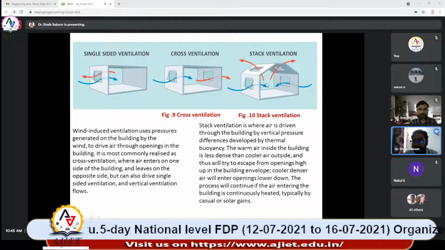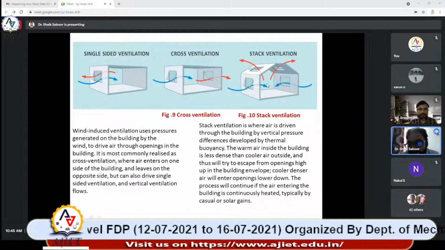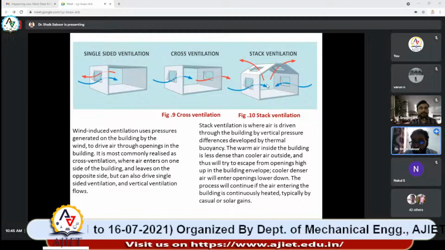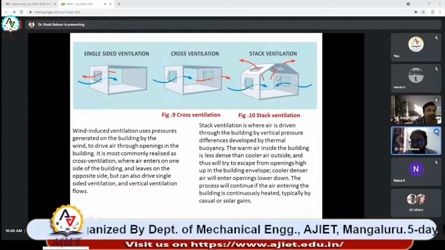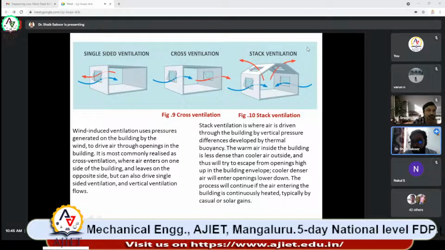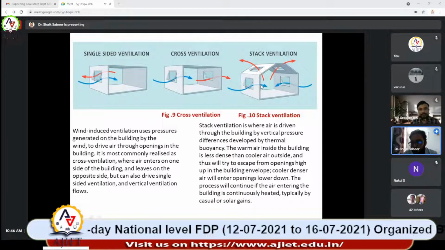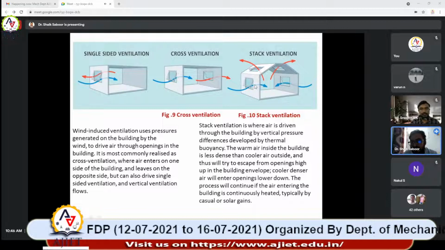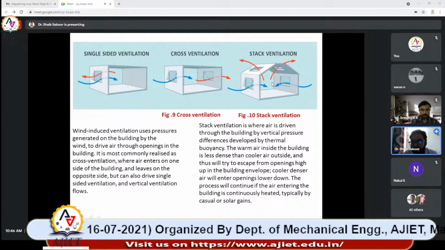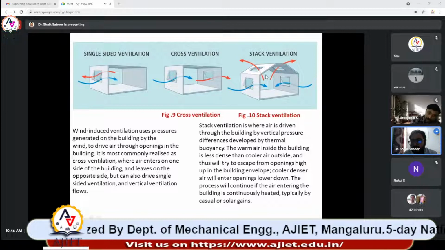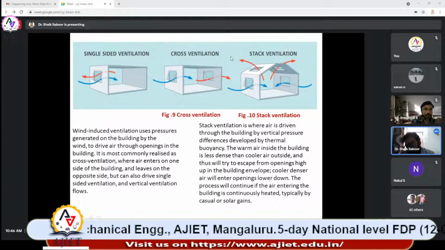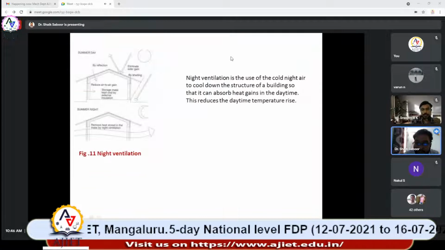Here you can see that because of the density difference between hot air and cold air, hot air rises up and leaves the room from the top. The density of cold air is high, so it enters from the bottom. The density of hot air is very low, so it leaves from the top. This is the stack ventilation technique.